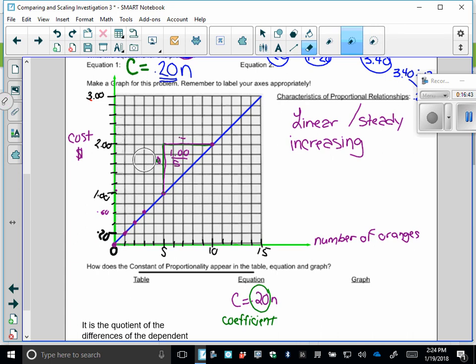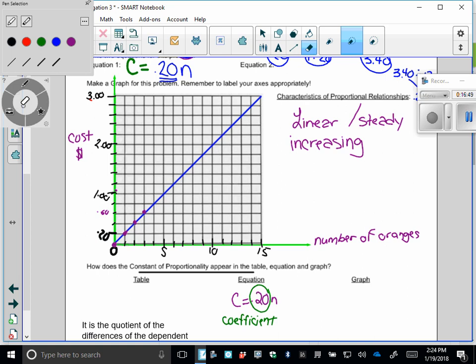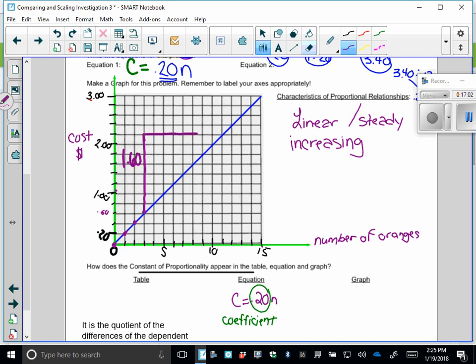Don't erase your graph, but let me erase mine. What if I did $1.60? 20, 40, 60, 80, 100. So that's $1. 20, 40, 60. That's $1.60. Now I go over 1, 2, 3, 4, 5, 6, 7, 8 oranges. What's $1.60 broken into 8? 20 cents. That triangle is always going to give you your constant of proportionality.